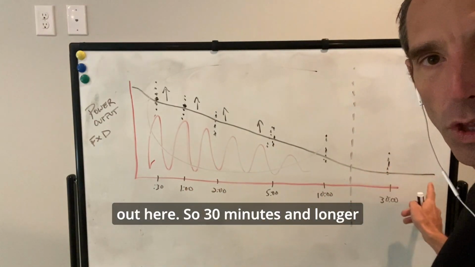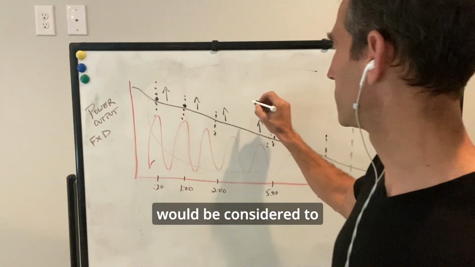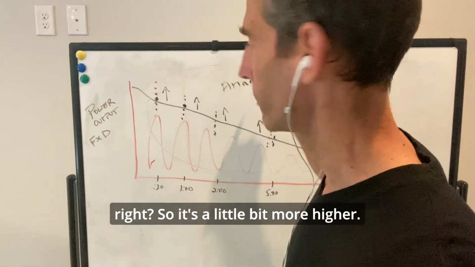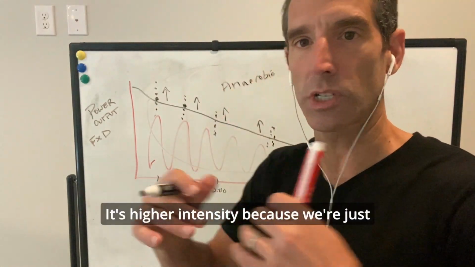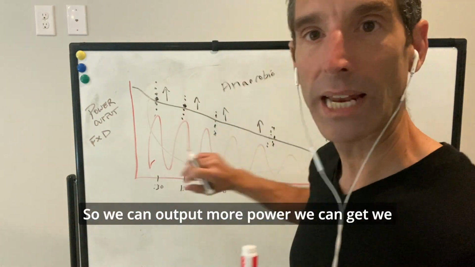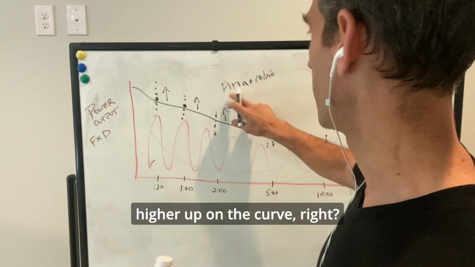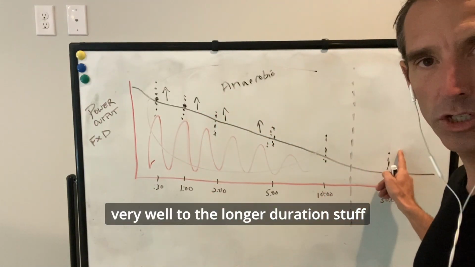So 30 minutes and longer, or 20 minutes and longer. And this would be considered a bit more anaerobic. You may have heard these words before, right? It is higher intensity, because we're just not going for as long a period of time, so we can output more power. We can get more data points higher up on the curve, right? So this more anaerobic stuff lends itself very well to the longer duration stuff.